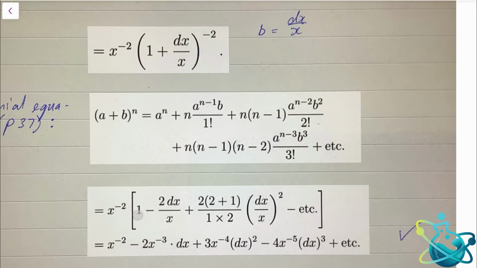So there's your 1. Then all the parts where there's an a will simply be 1. So n is minus 2. There's your minus 2. A is simply 1, you don't write the 1. B is this part here, dx over x. There's your dx over x. Then 1 factorial is just 1. It's a silent one, you don't write it. You see there's a minus there, and then here you will have a plus.